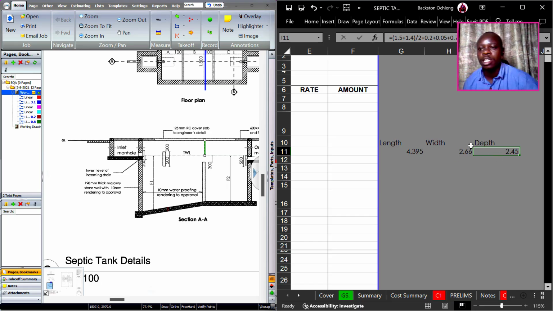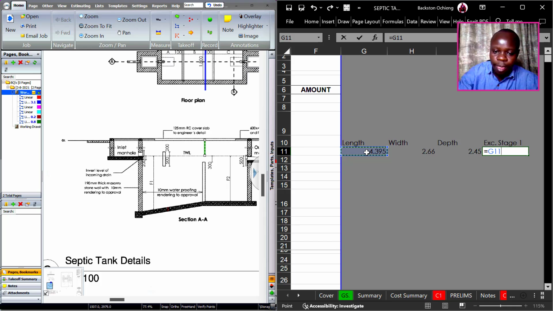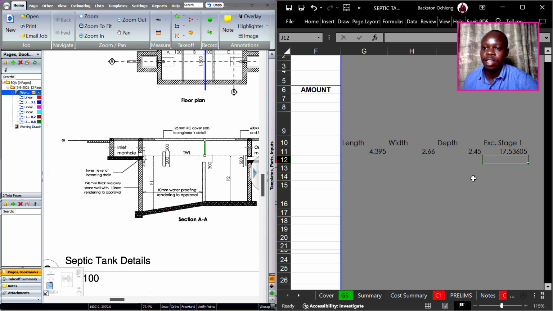So what we'll need is simply to get the first stage of the excavation works. Okay, so the excavation stage 1. So that is what we need. So we get length times the width, and then times the depth. So depth we take first 1.5, because the rule mentions that you measure in stages of 1.5. So I get the first 1.5. That is what I get.